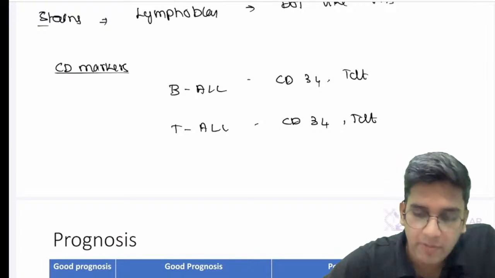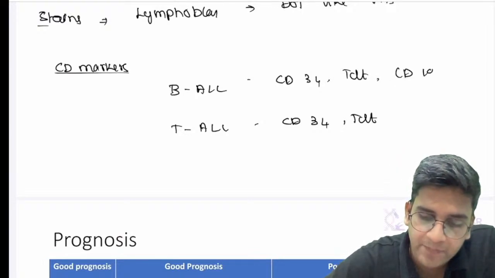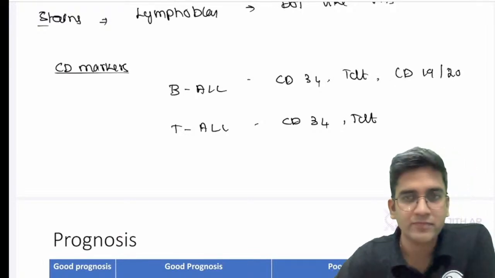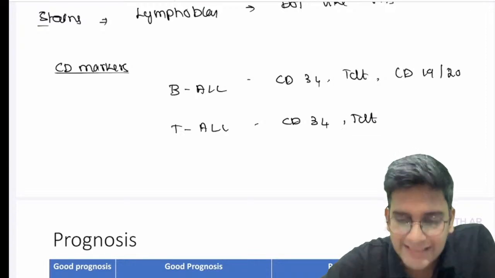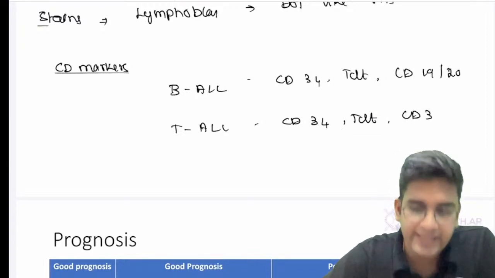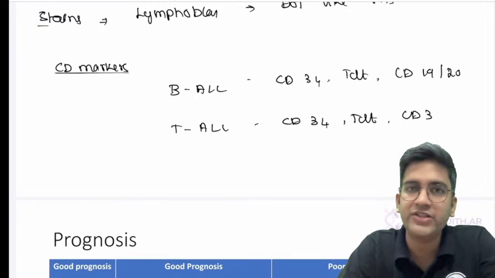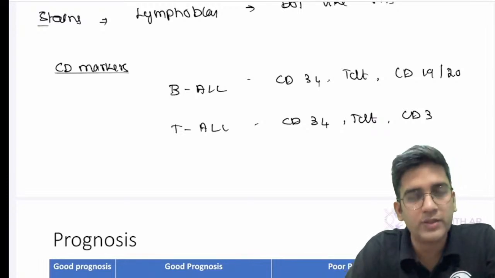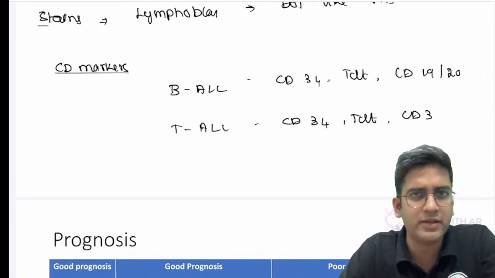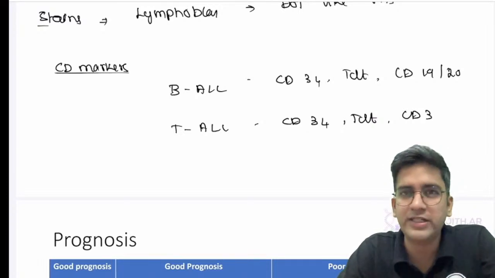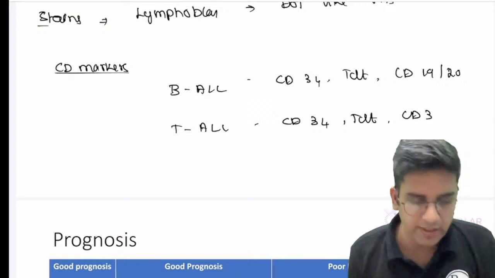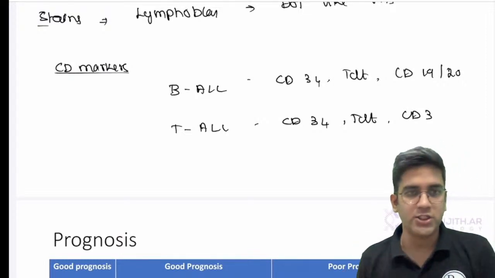B cells will be positive for CD19 and 20. What's the marker for T cells? Anyone? Simple, right? It's CD3. So CD19 and 20 are positive for B-ALL and CD3 is positive for T-ALL. That tells me, okay, this is diagnostic of an ALL. CD markers are mostly done on flow cytometry only, fine, perfect, okay? So that covers the investigations as well, right?